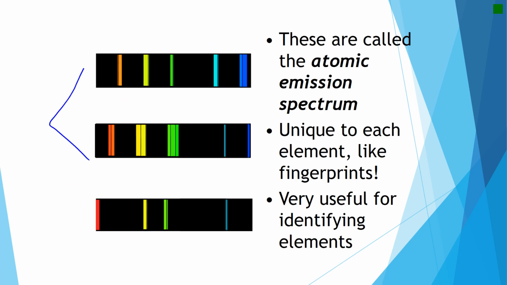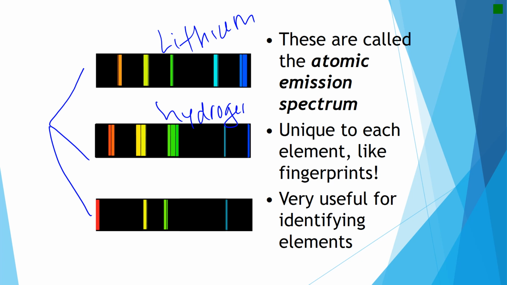So these are just different elements, okay, and obviously by looking at them you can tell that they are all different and they are all unique. One might represent neon, whereas the other one represents hydrogen, and if, let's say, this was lithium and this was hydrogen, these are not the same element. So we would be able to look through this at a star and understand that lithium was either present or not present. These are called the atomic emission spectrum.